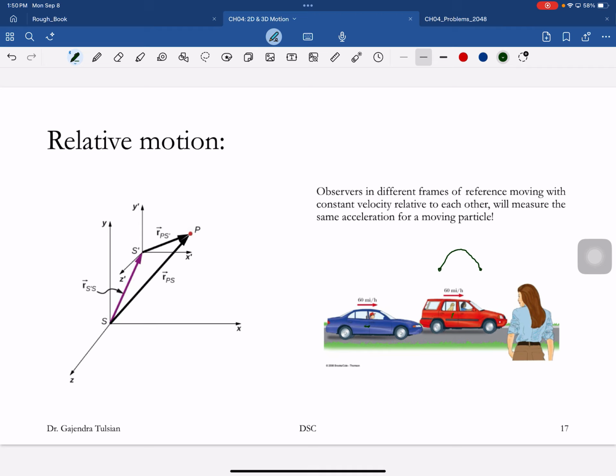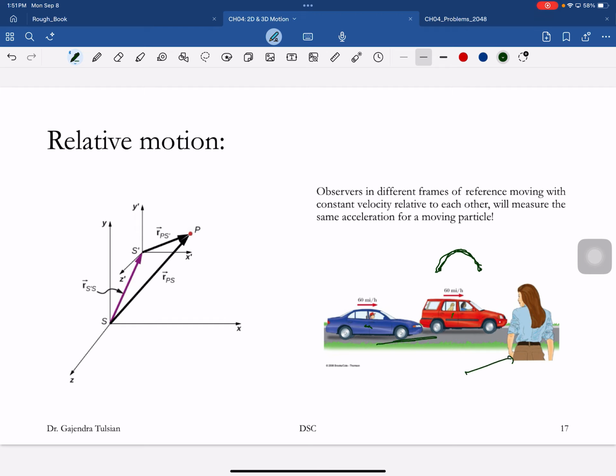What does this person see? Ball going out, it's going right back down? No, those two cars are not moving relative to each other. So I see a parabola, you see the exact same parabola. This dog is tossing this ball, and that's the parabola. This guy will see the exact same parabola because they don't have any relative motion.